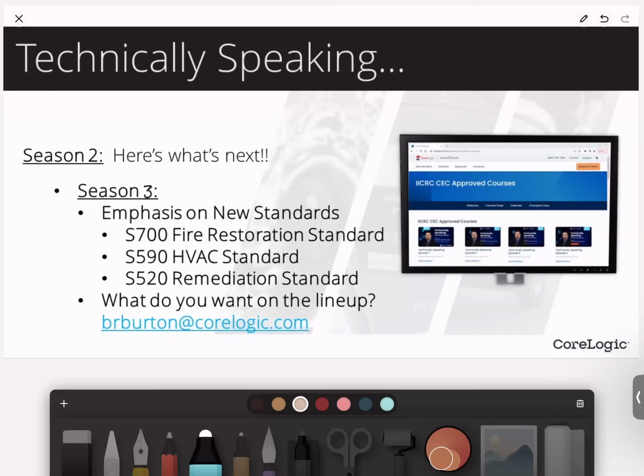So we'll spend some time on that next year as well. It's likely we will also get a couple of other standards that are going to come out next year. There's a standard on wildfire restoration, the S760, that likely is going to come out sometime next year. There is a standard on commercial water damage, the 550. So I'm going to draw a lot on those areas as those standards come out next year, and we'll call it kind of a standards-focused year for the most part.